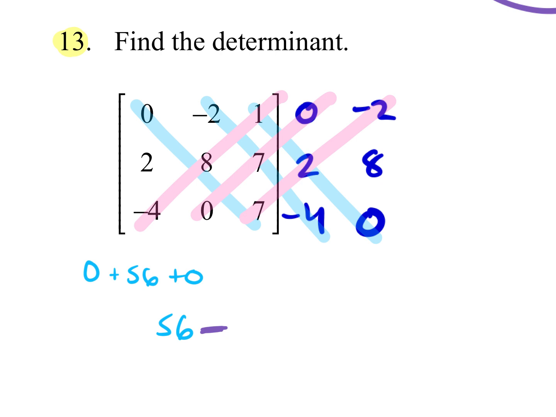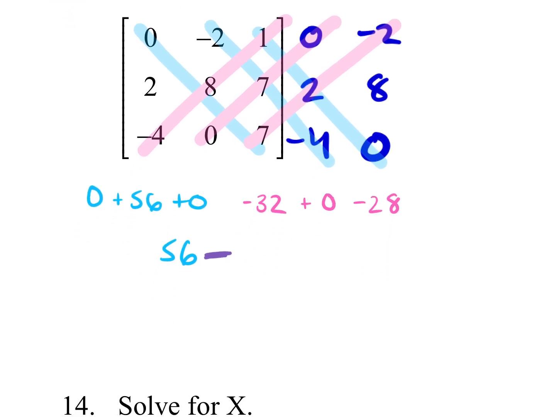Minus, let's find the minors. Negative 4 times 8 times 1 would be negative 32. 0 times 7 times 0 is 0. And 7 times 2 times negative 2 would be negative 28. So negative 32 minus 28 would be negative 60. We have to add these when we subtract a negative. So 56 plus 60 would be 116.